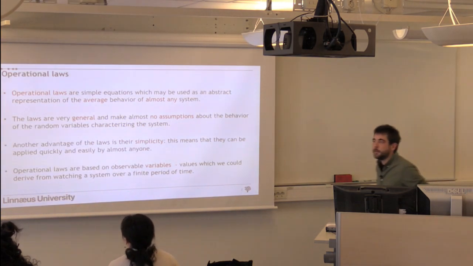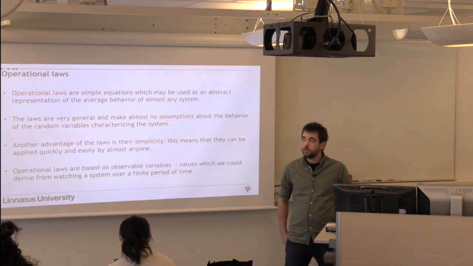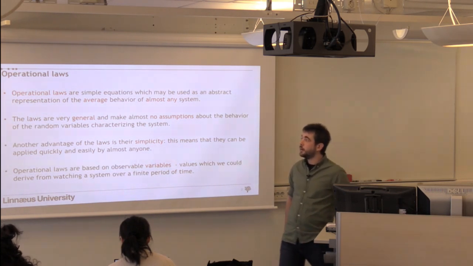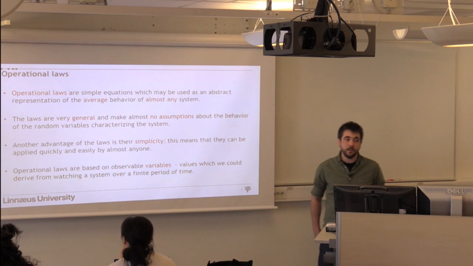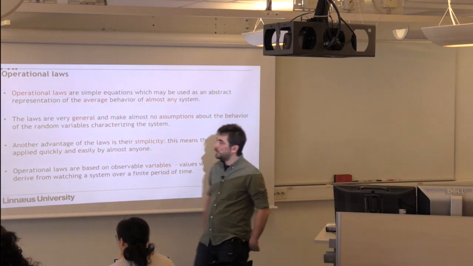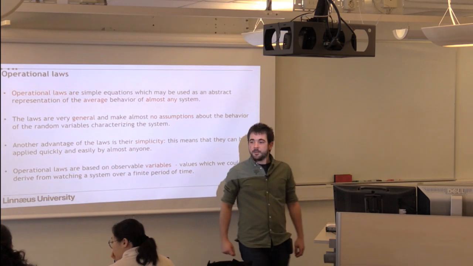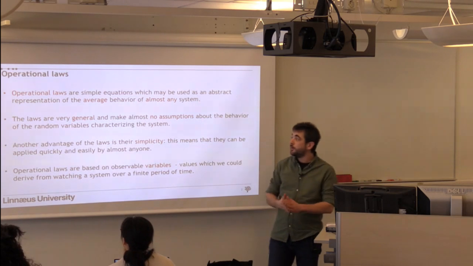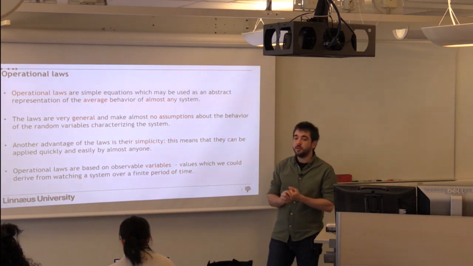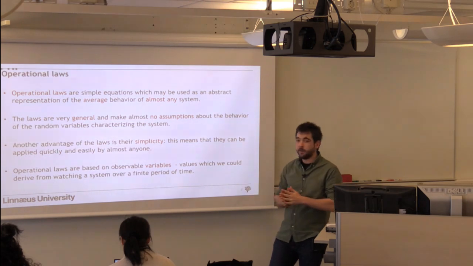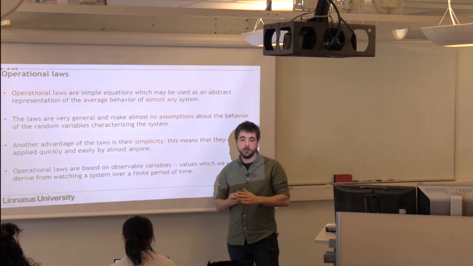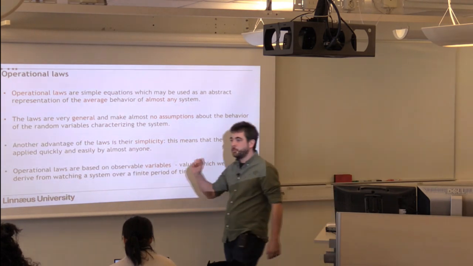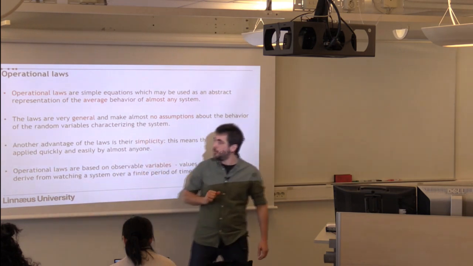So today we will see operational laws, and these operational laws are simple equations which may be used as an abstract representation of the average behavior of almost any system. So the remaining three bullets specify the first one. These laws are very general and make almost no assumptions about the behavior of the random variables. So they can be used in many systems. They don't need the particularities of the system.